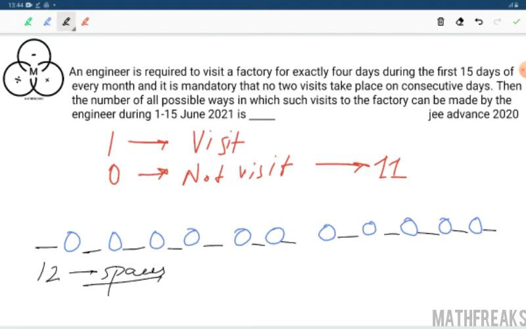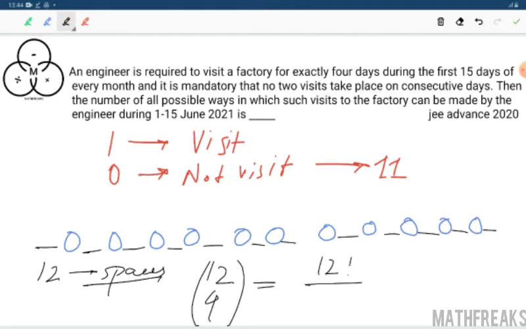Where he can visit. If we just choose any 4 of the spaces for the visits, none of the visits can be consecutive, because at least one 0 will be there in between 2 visits. We are choosing for the 1s, so we just need to select now. We have 12 spaces and the visits are 4: 12 choose 4, and this is the answer. You just see, such a simple concept came in JEE Advanced. This is beyond imagination.